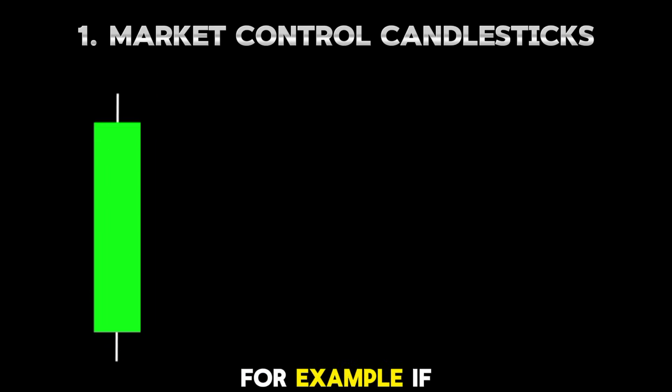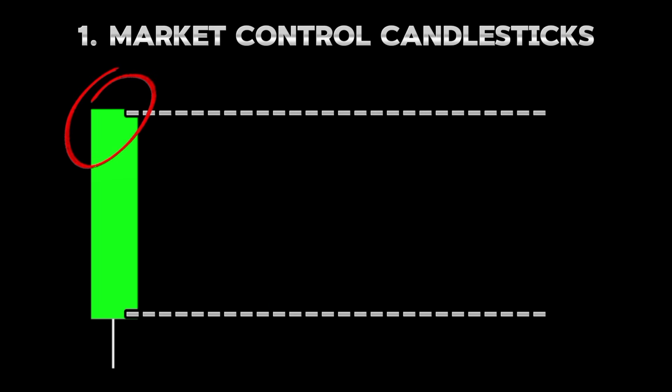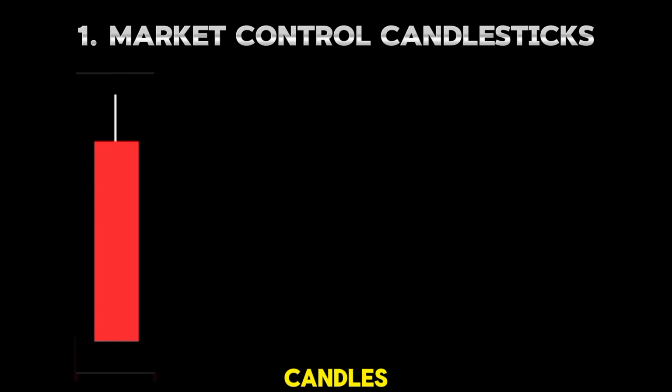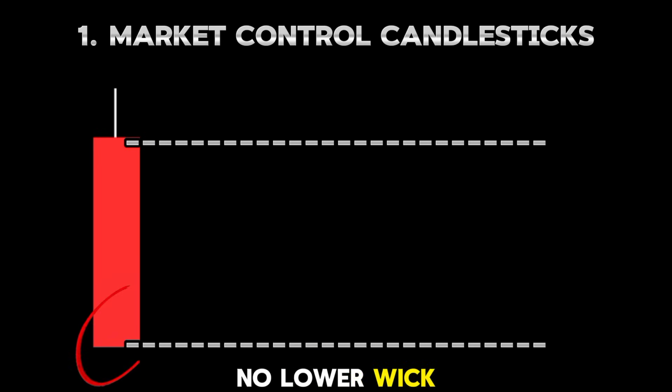For example, if the control candle is printed on the chart with a large body and no upper wick for a bullish candle, this is an extremely strong candle, as it is showing that the buyers had absolutely no resistance from sellers at this point. It's the exact opposite for bearish candles. If the candle has a large red body with no lower wick, it shows that the sellers had no resistance from the buyers at this point.